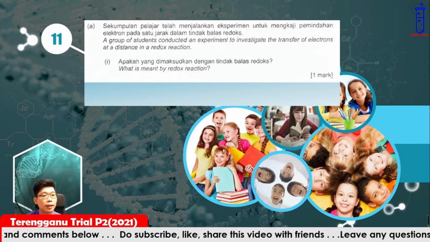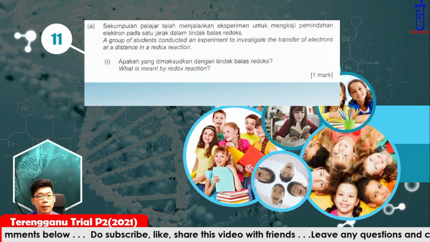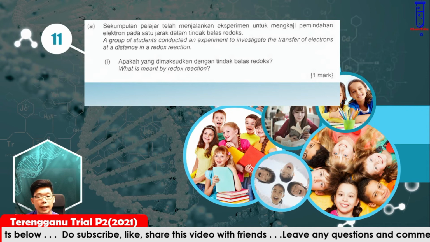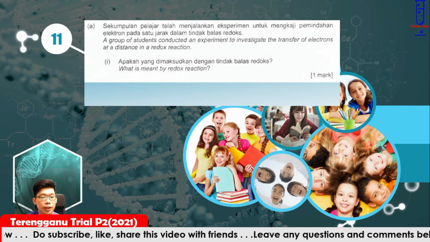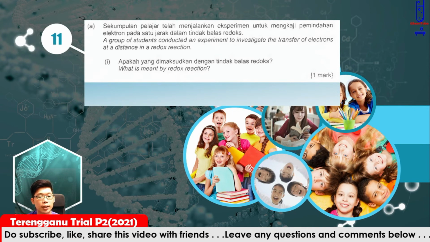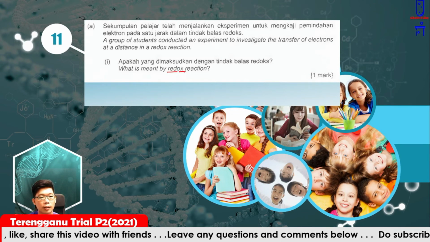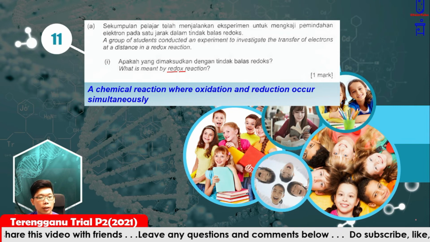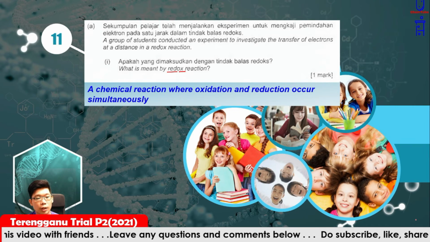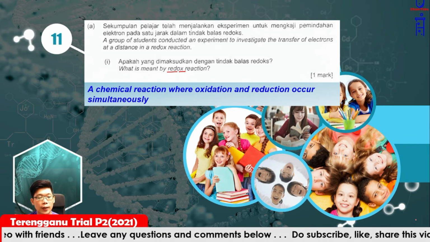For question 11, a group of students conduct an experiment to investigate the transfer of electrons at a distance in a redox reaction. What is meant by a redox reaction? Redox: red means reduction, ox means oxidation. It is a chemical reaction where oxidation and reduction occur simultaneously, at the same time.